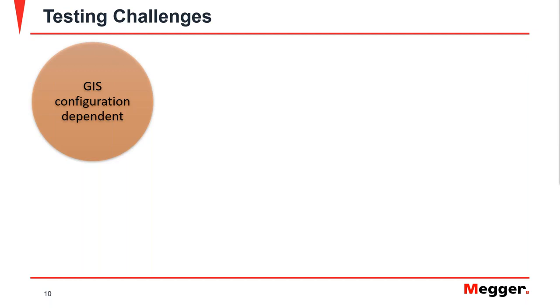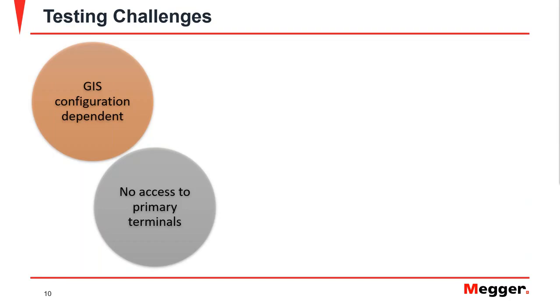Then testing challenges. Definitely, there are a lot of challenges. First of all, every time you think about testing a GIS, you need to think about the configuration, because depending on the configuration, you're going to have different situations, different conditions, different challenges. So you need to understand and know the configuration of the GIS. In general terms, this is a constant: there's no access to the primary terminals, and we're going to see a slide that depicts that better. There's no access to the primary terminals, from the beginning, from the transformer to the end of the circuit.